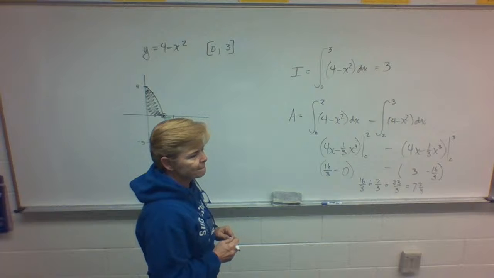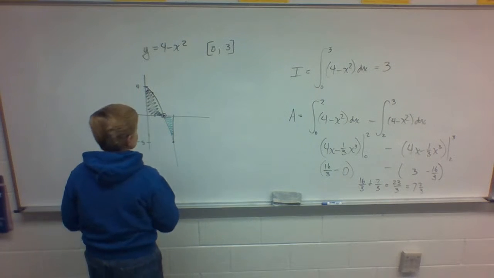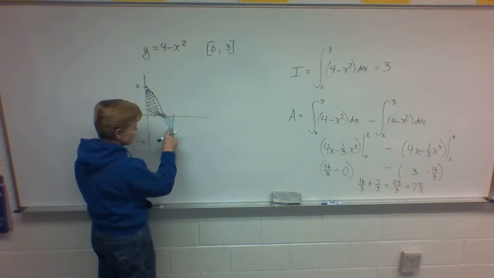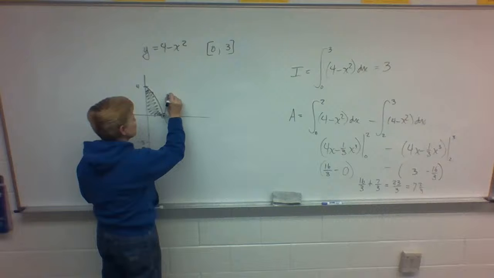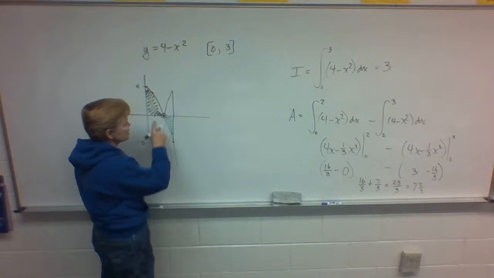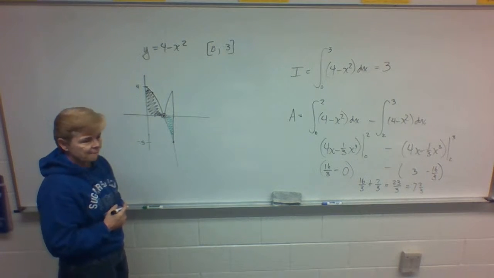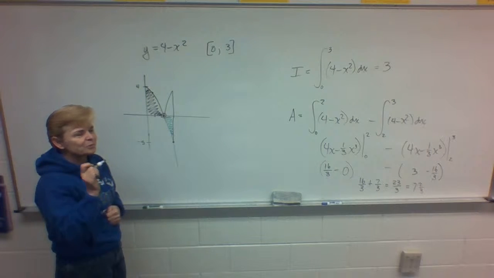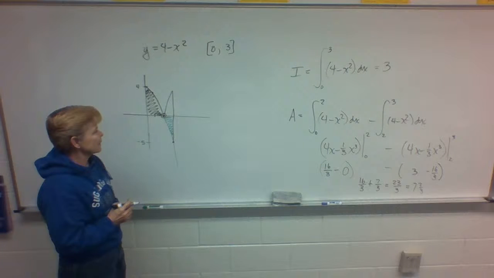However, big however here. Wouldn't it be nice if we could take this area, whatever it is, and put it up here? Why would that be nice? Because it would all be positive and I could just integrate from 0 to 3, period. That's the absolute value. So if you take the absolute value of 4 minus x squared, would it give you that graph right there?